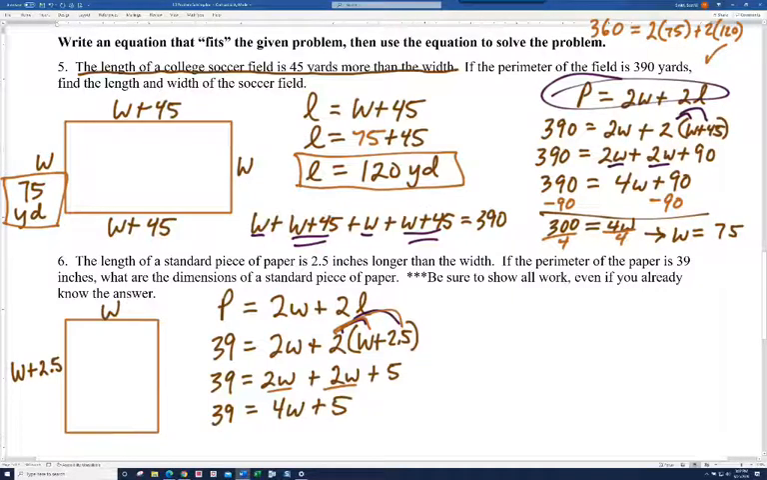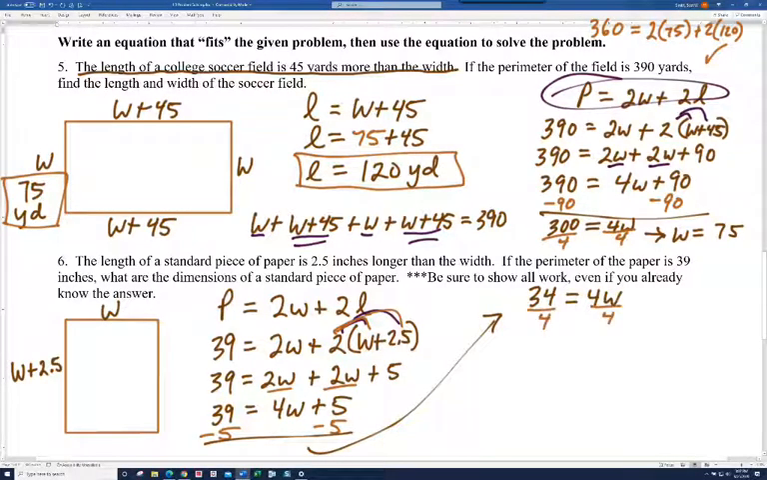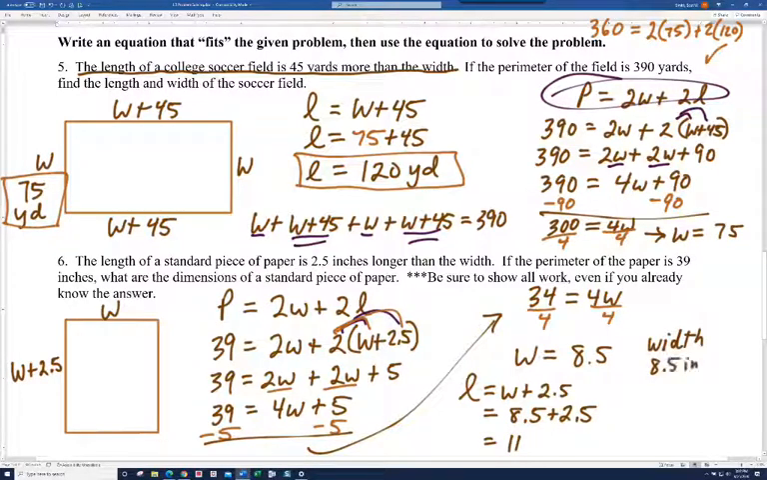So notice we have a two-step equation. We'll subtract 5 on both sides. And then we need to divide by 4. And we get 8.5. And so the width is 8.5, and the length is going to be 8.5 plus 2.5. Remember, we said the length was W plus 2.5, and so we do get 11 here. So it's 8.5 inches wide and 11 inches long.